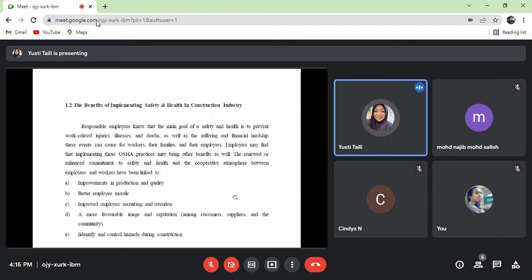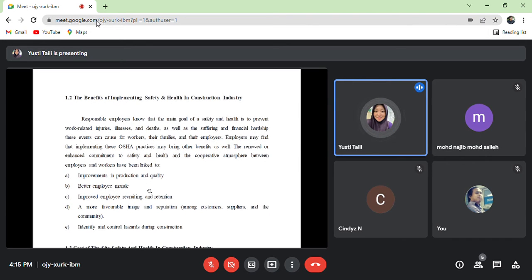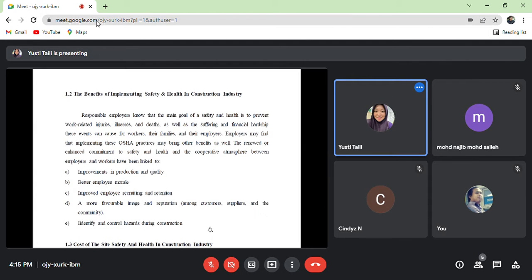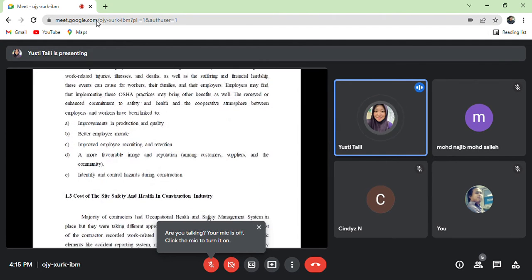The benefits of implementing safety and health in the construction industry: improvement in production and quality, better employee morale, improved employee recruiting and retention, a more favorable image and reputation among customers, suppliers, and the community. Identify and control hazards during construction. The cost of the site safety and health in the construction industry.